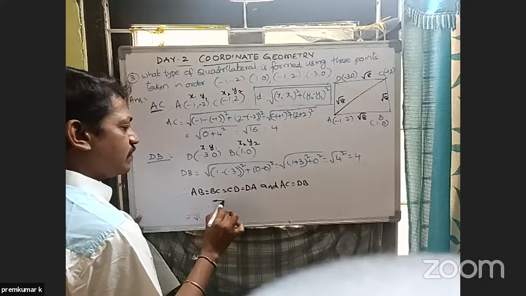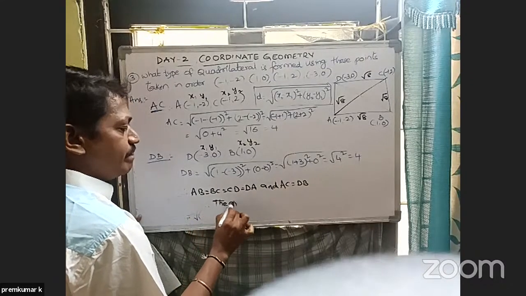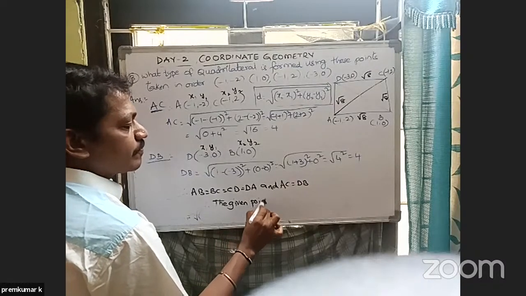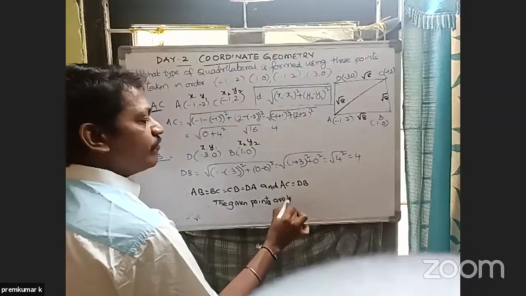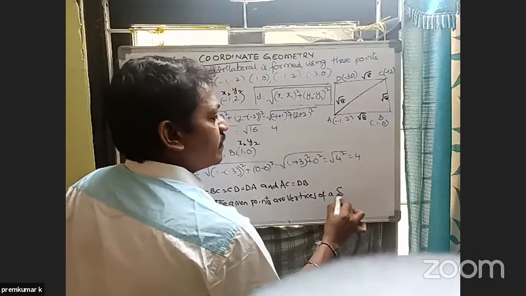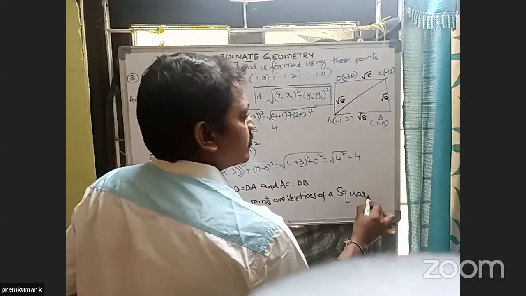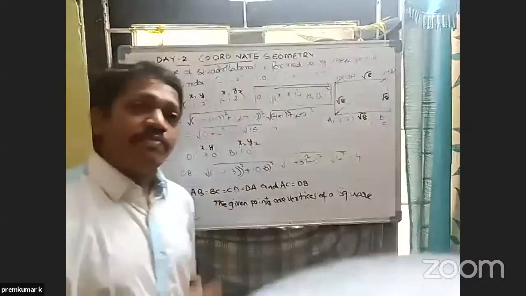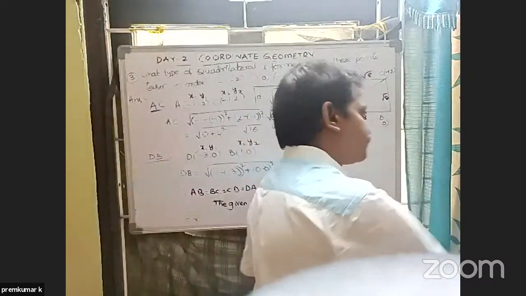Therefore, the given points are vertices of a square. Vertices of a square. Like this, you can do the problems on your textbook.